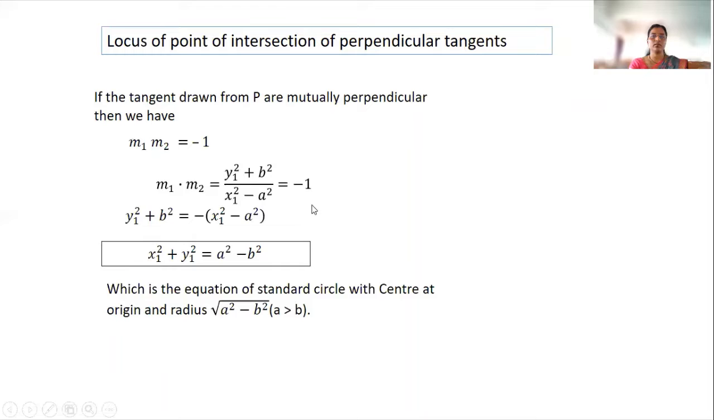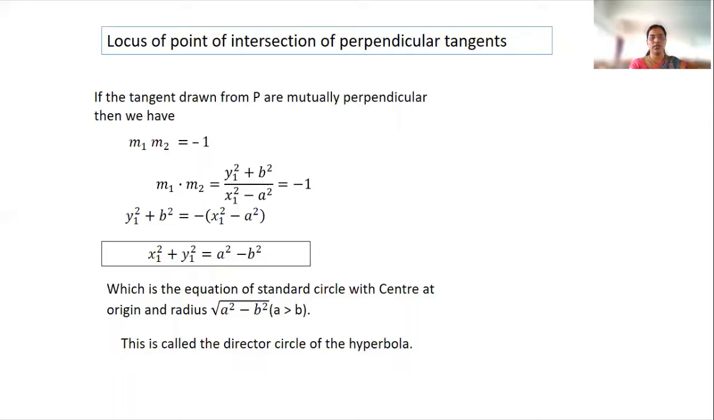म्हणजे हे जे सर्कलचं इक्वेशन, हे कशाचं इक्वेशन आहे की डायरेक्टर सर्कल ऑफ दी हायपरबोला. डायरेक्टर सर्कल म्हणजे काय, जर त्या हायपरबोलाच्या दोन टॅन्जेंट्स असतील तर त्या दोन टॅन्जेंट एकमेकाला परपेंडिक्युलर असतील अशा पॉइंटचा लोकस, म्हणजे आपण त्याला डायरेक्टर सर्कल म्हणतो. आणि ते डायरेक्टर सर्कल ऑफ दी हायपरबोला इज x1 square plus y1 square is equal to a square minus b square. पाठीमागच्या टेबल मध्ये आपण हे इक्वेशन्स पाहिलेले आहेत.